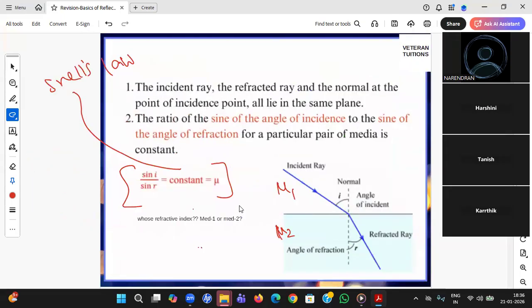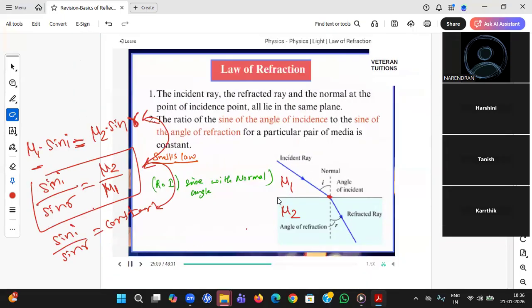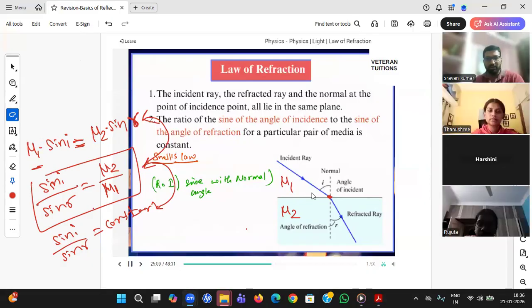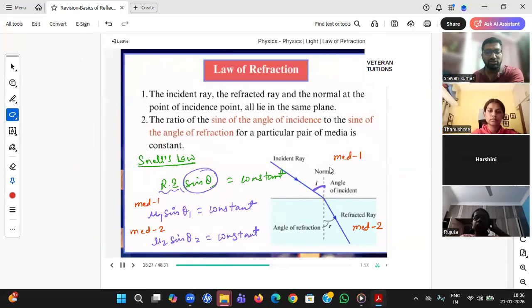So Harshini, following, student? Yes, sir. Second medium to first medium, right answer. Okay, Tanushri, understood Snell's law, beta? Yes. Okay, student, let us do some numericals on Snell's law.